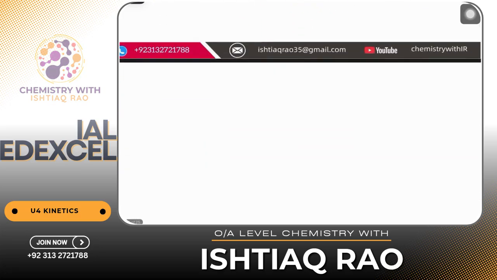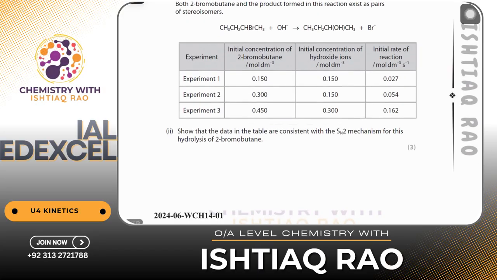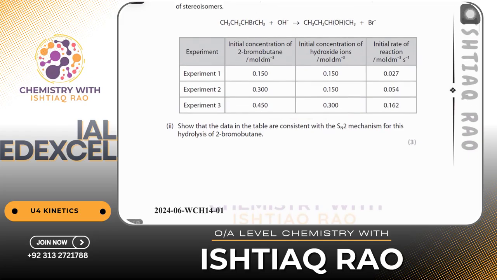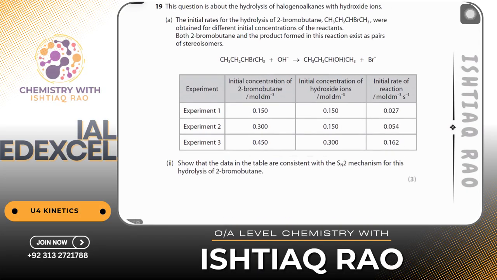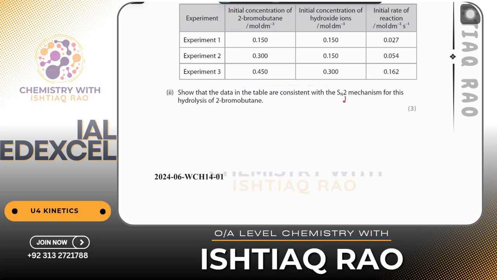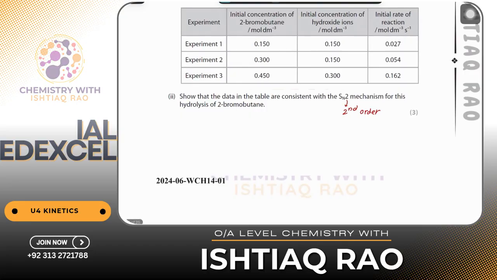Okay, this question is about the hydrolysis of 2-bromobutane. They are saying show that the data in the table are consistent with the SN2 mechanism for this hydrolysis of 2-bromobutane, right? So now what would I do for this question? SN2 means what? Second order. SN1 means what? First order, right?